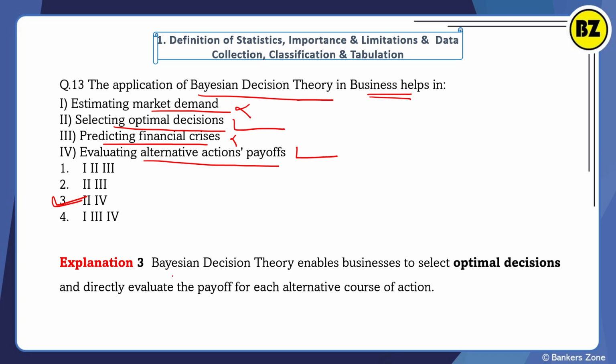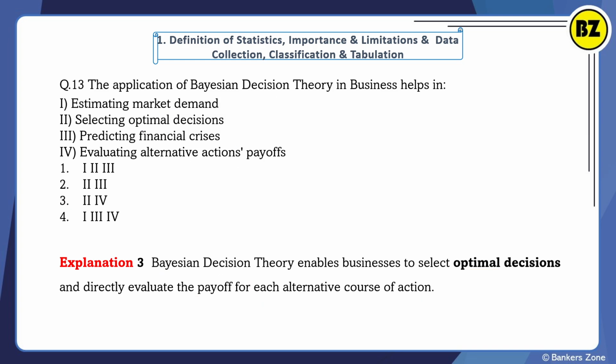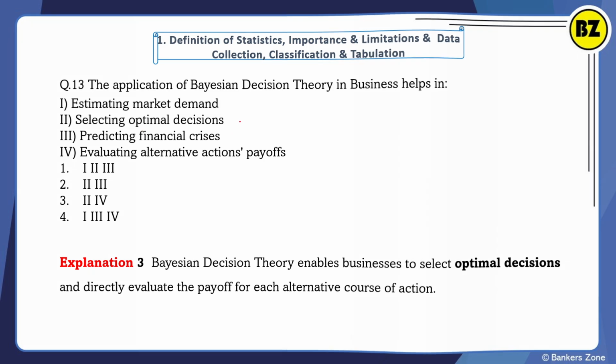See, the Bayesian decision theory enables businesses to select the optimal decision and directly evaluate the payoff for each alternative course of action. The outcome when we choose that action is called the payoff of the action. Okay, there is nothing to explain here, because you have to remember. Always remember, selecting the optimal decision is the main purpose of the Bayesian decision theory.